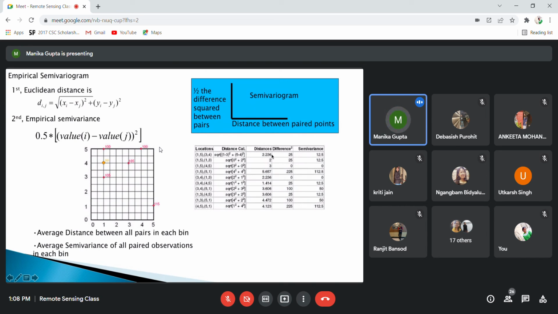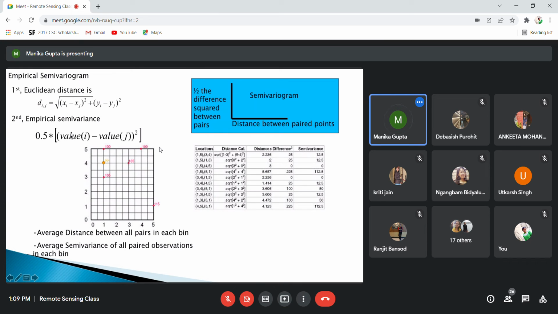So we get 2.236 here. Yes, ma'am. So this is the distance we get between this and this point here. Now what are the values here? It is 100 and 105.